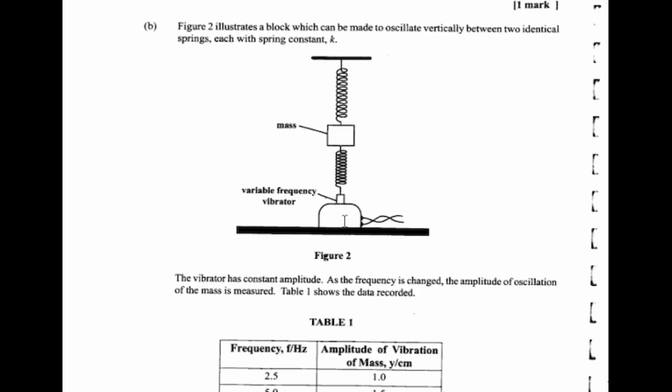So basically, this variable frequency vibrator vibrates and it causes this thing to move up and down. Then at a different frequency, the amplitude of the vibration changes, which means this might go up more and stop higher compared to a different frequency.